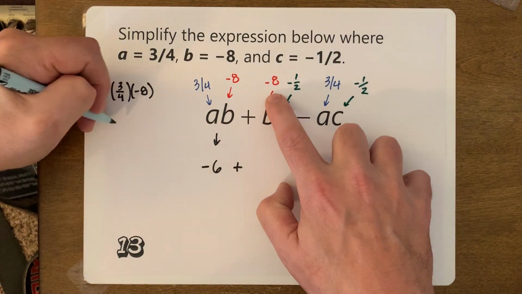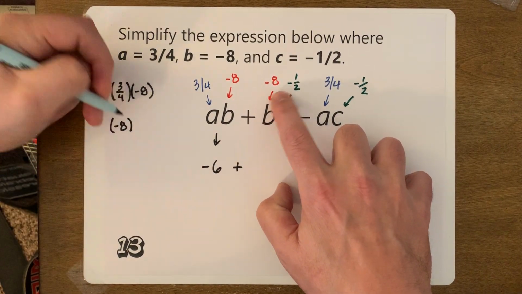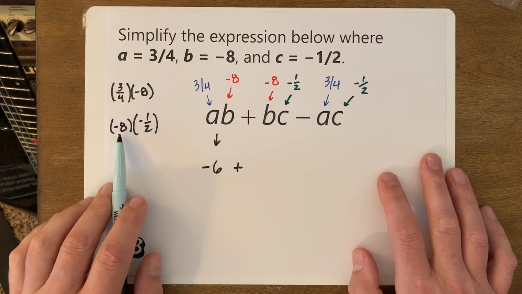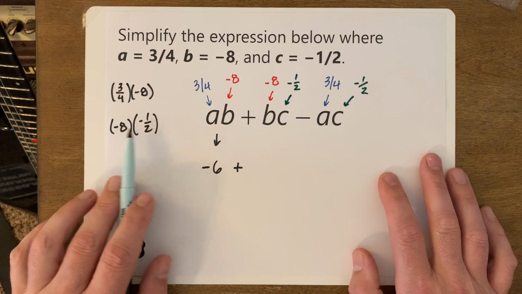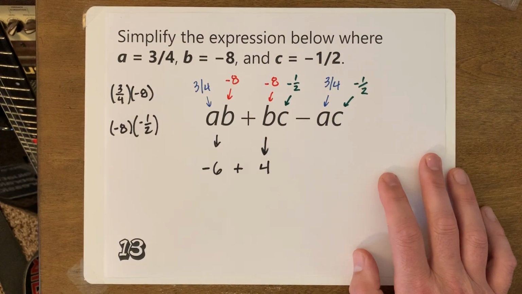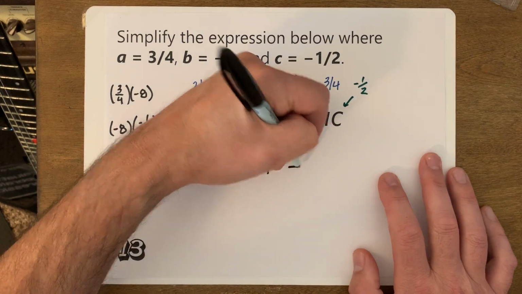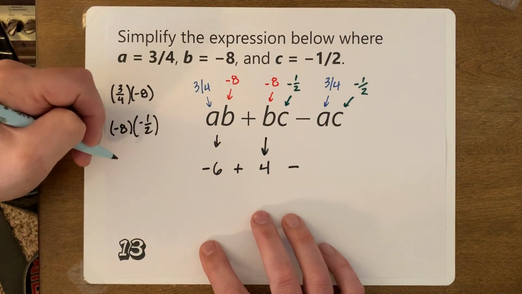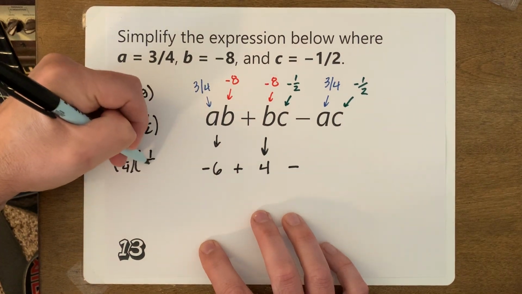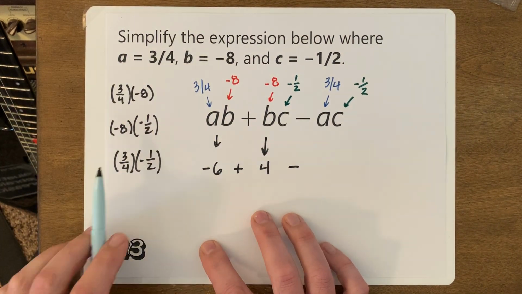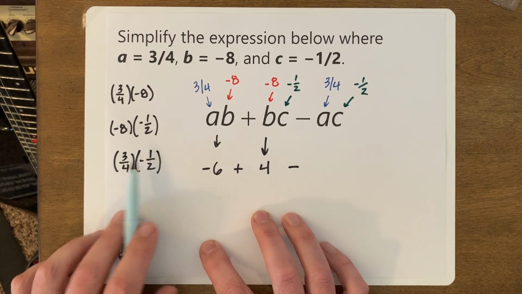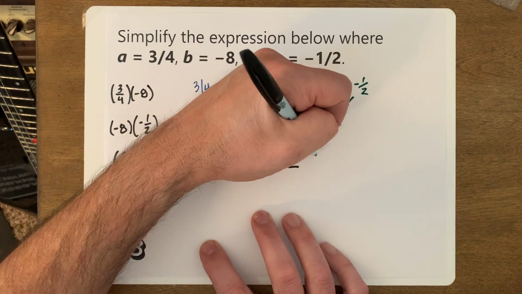Now we have negative 8 times negative 1/2. Well, really what that is, is half of 8, which is 4. And the two negatives cancel each other out. And so this guy is just going to be a positive 4. Okay, let's keep that minus right there. Now let's do 3/4 times negative 1/2. Okay, to me that looks like it's going to be 3, because you multiply across, right? 3/8, and it's negative.